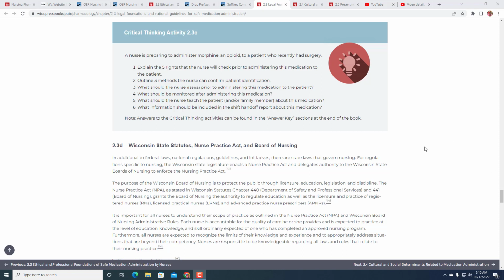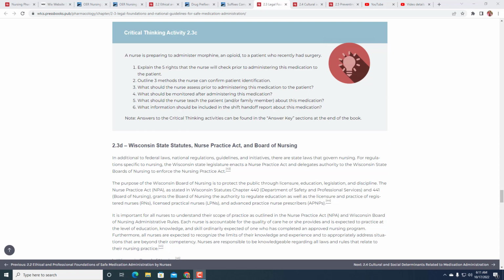All right, let me reread the question each time I do this, just because there are a lot of pieces to this. So number 1, explain the 5 rights that the nurse will check prior to administering this medication to the patient. The 5 rights are right patient, right medication, right dose, right route, right time. And then, of course, we're going to want to make sure that we check the expiration date and we check allergies. Although it's not on here, a 6th right is correct or right documentation as well.